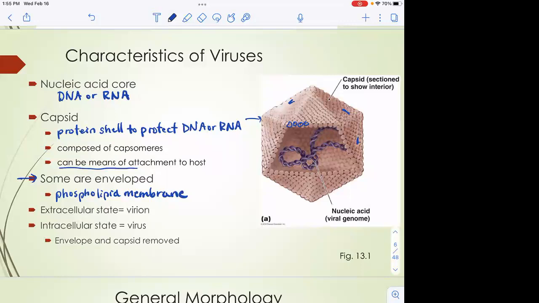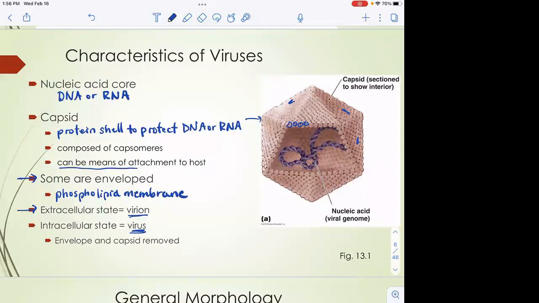And a couple of terms that we'll try to use correctly. When a virus is outside of a cell, we would most correctly call it a virion. Okay, so that means it's got the nucleic acid and the capsid, and then the envelope if it's an enveloped virus. Once that virion is inside a host cell, the membrane and the capsid are going to fall away, and just what's left is the genetic material. Okay, and then we would correctly call it a virus.